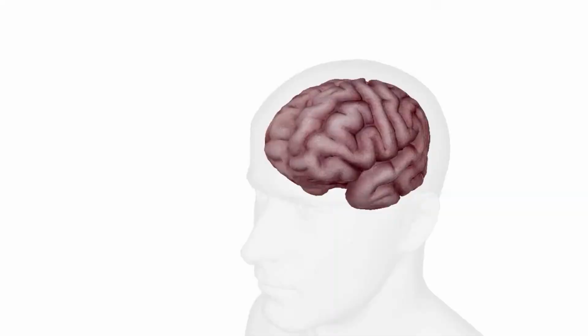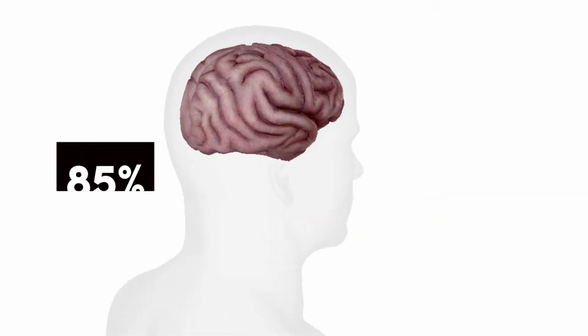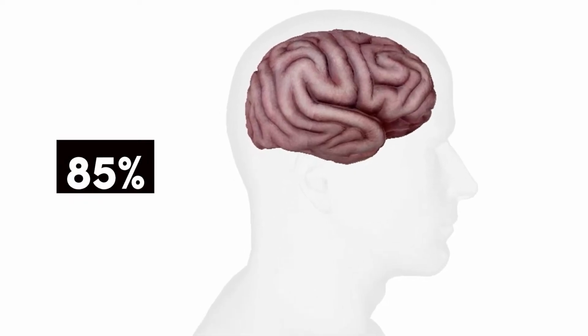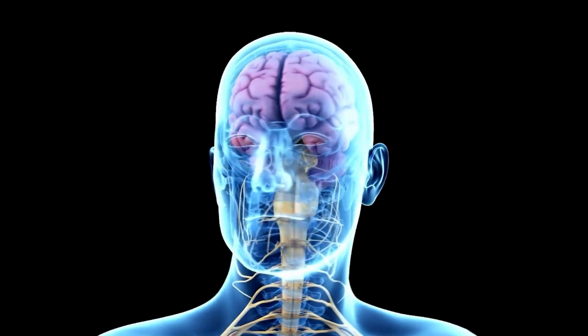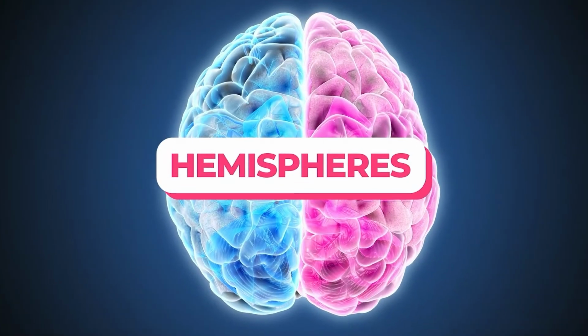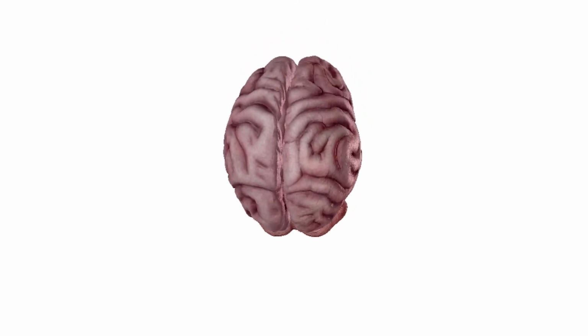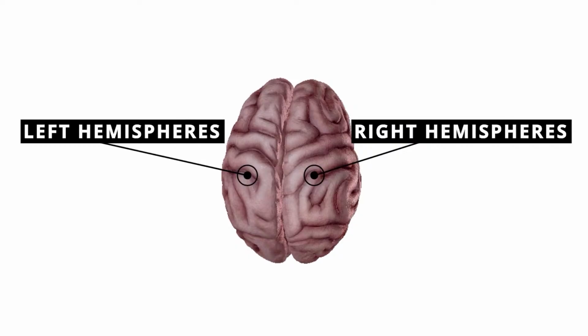Cerebrum. The cerebrum is the largest part of the human brain, accounting for approximately 85% of its weight. It is responsible for most higher-order cognitive functions and can be described in further detail as follows. 1. Hemispheres. The cerebrum is divided into two symmetrical halves, known as the left and right hemispheres.